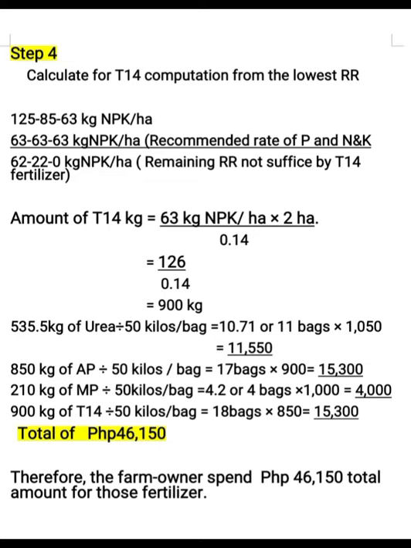Step 4. Calculation of triple 14 from the lowest recommended rate. The lowest recommended rate is 63, which is contained in the percent nutrient of the fertilizer material. I'm going to divide 63 kg potash per hectare multiplied by 2 hectares as the area divided by 0.14, which gives me 900 kilograms of triple 14. Which means to reach a recommended rate of 63 kilograms potash per hectare, it needs 900 kilograms of triple 14 in the field.